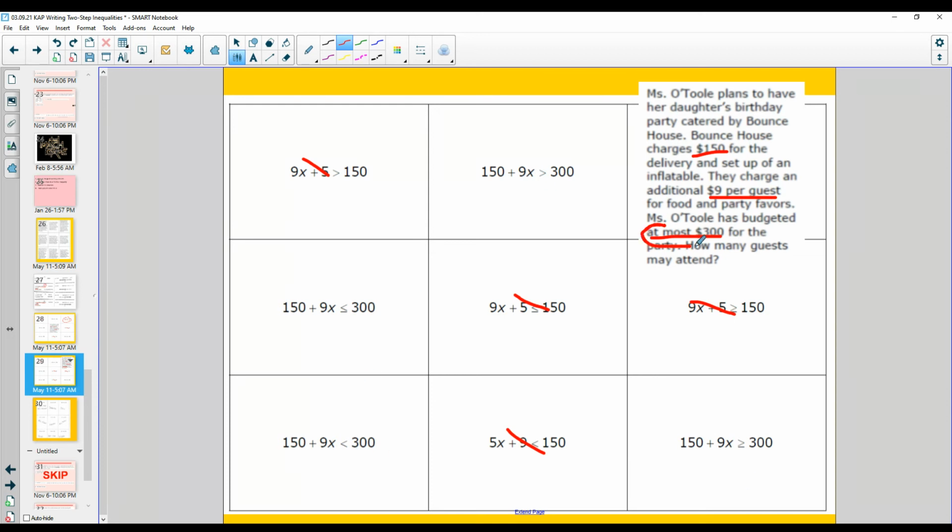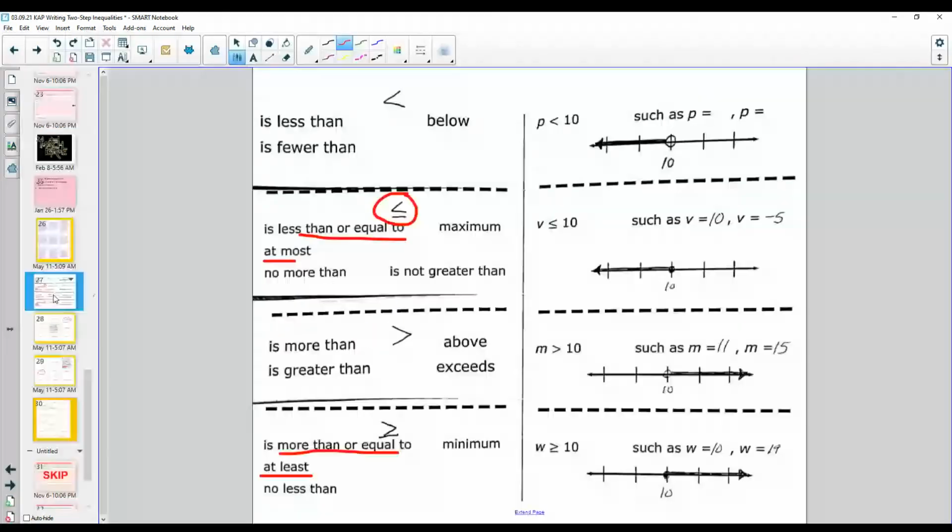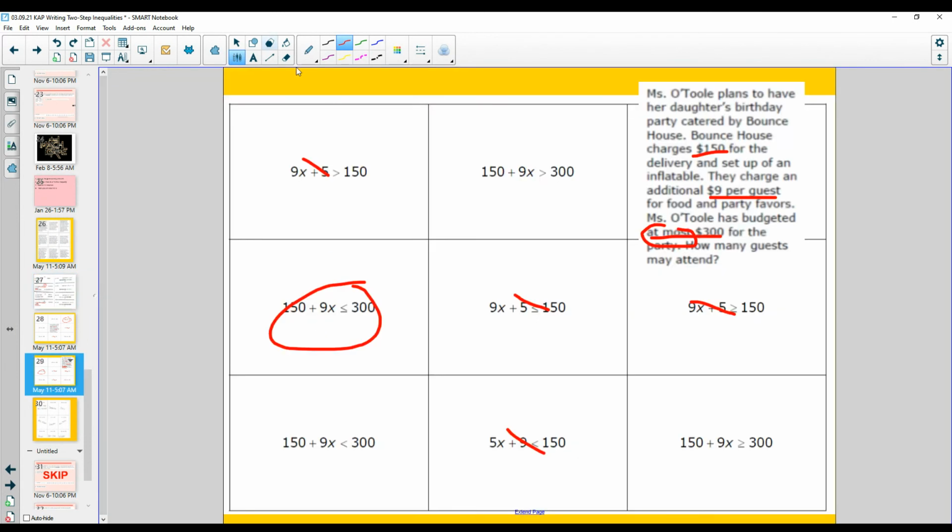Oh, at most. That means that the highest you can spend is $300. So it has to be less than or equal to. Let's make sure. At most is represented by the less than or equal to. And that is why it is this one. All right. So this is just more practicing your reading comprehension to match the inequality.